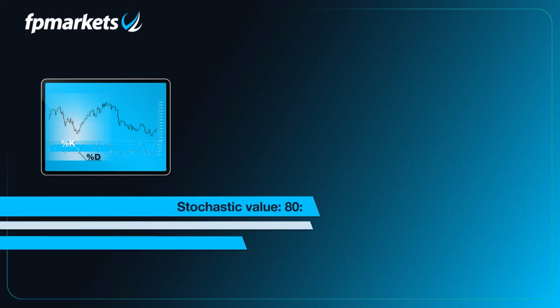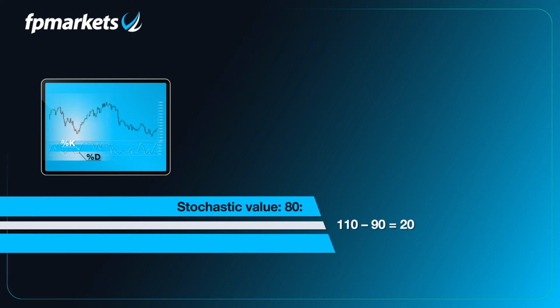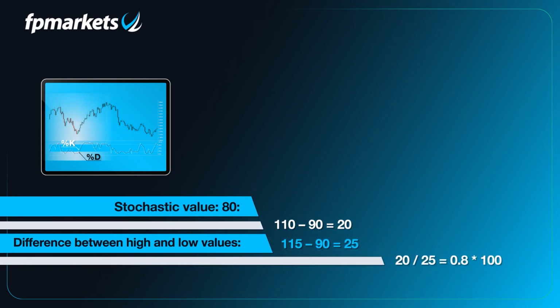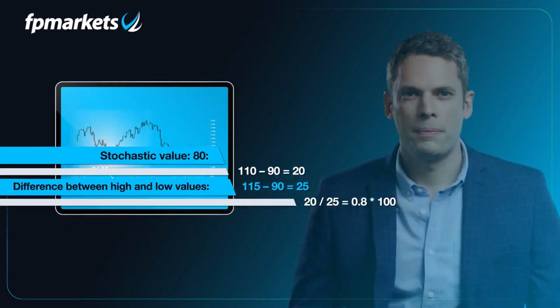As a simple example of the calculation, let's imagine the close price of an asset is 110. The low for the given period is 90 and the high is 115. So 110 minus 90 gives 20. We then find the difference between the high at 115 and the low at 90 to give 25. Dividing 20 by 25 equates to 0.8, and when multiplied by 100 provides us with an 80 stochastic value.